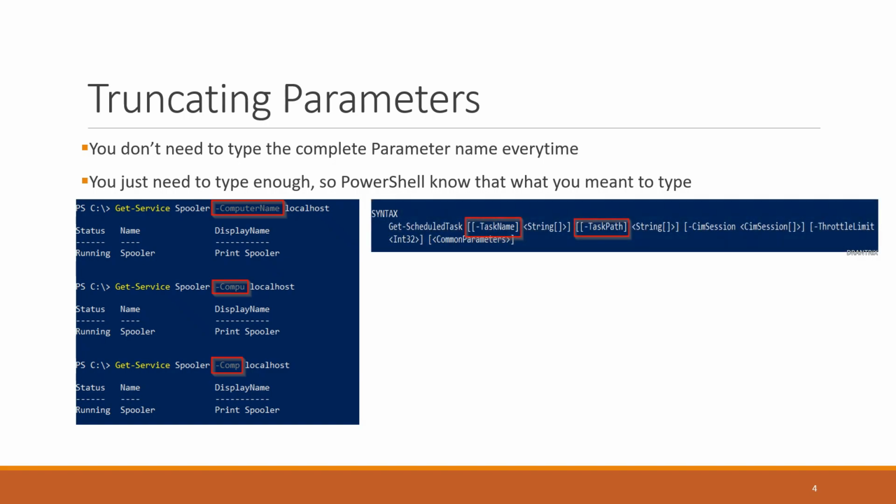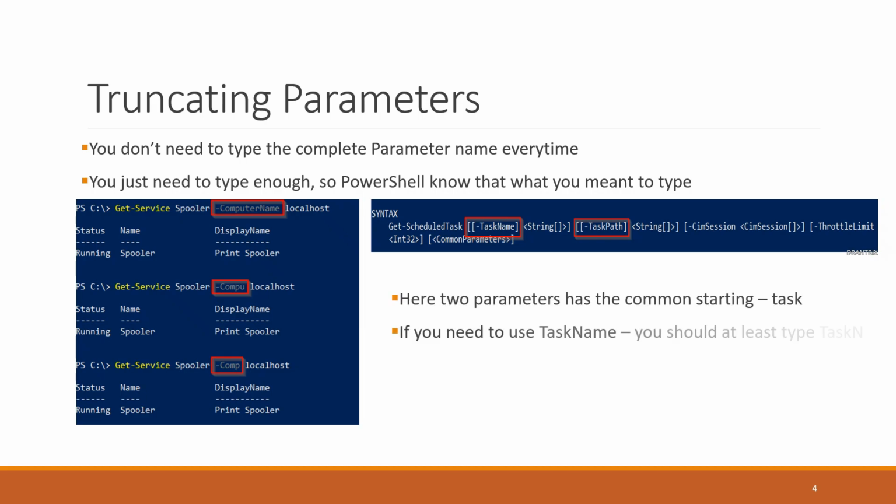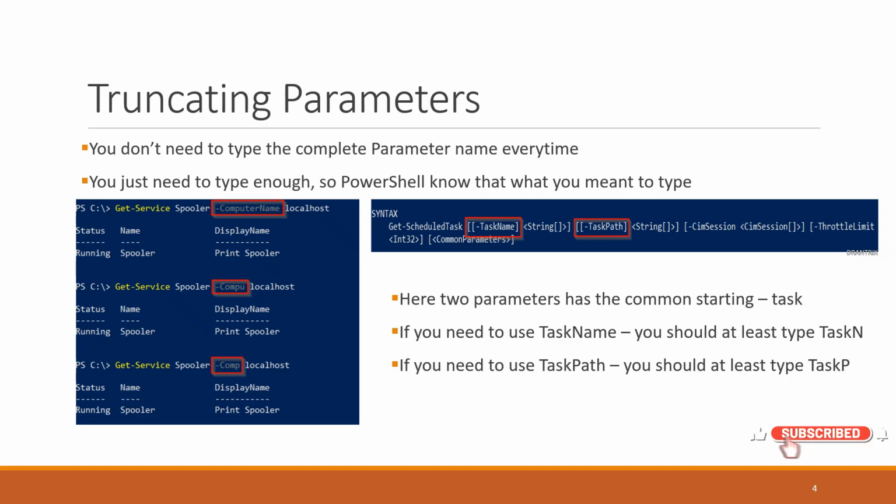Now look at this example. Get-ScheduledTask: you see the TaskName parameter is there and the TaskPath parameter is there. If you just type -task or just -tas as a parameter, PowerShell will be confused whether you meant TaskName or TaskPath. So if you need to use TaskName, you should at least type -taskn, and if you need to use TaskPath, you should at least type -taskp. This will let PowerShell know what you meant to type.